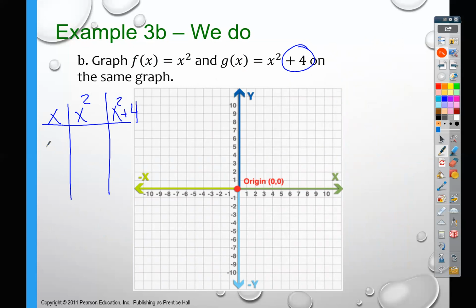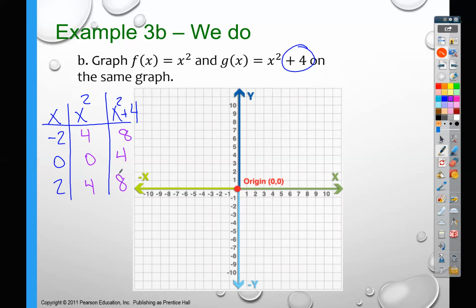All right, so let's do the same numbers again: -2, 0, and 2. Those numbers don't matter, by the way. You can do any numbers you want. So -2 squared, -2 times -2 is 4. 0 times 0, 2 times 2. Now you're going to add 4 to all those. So you would get 8, 4, and 8.